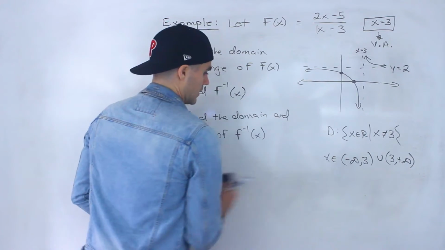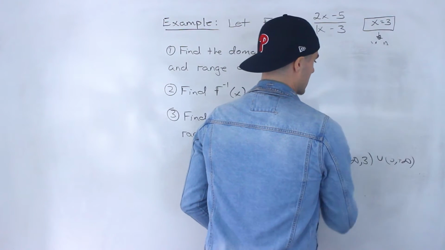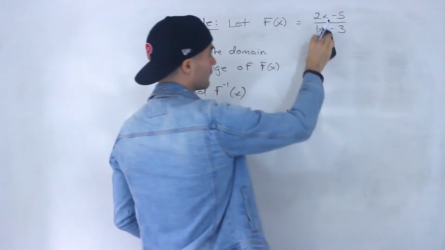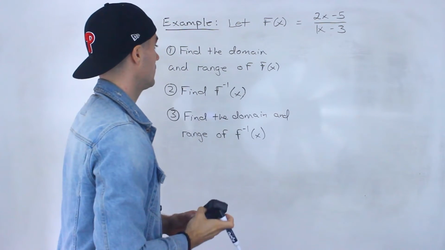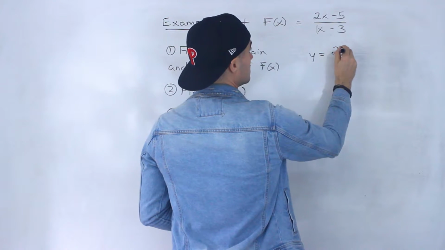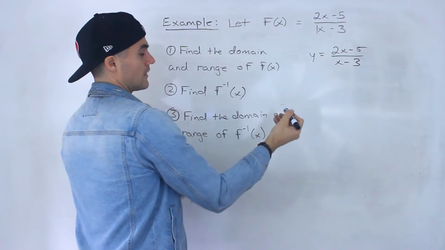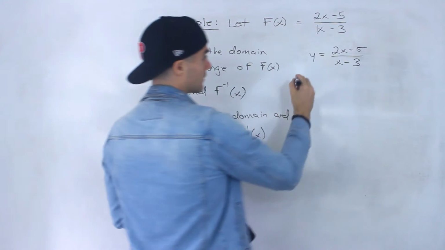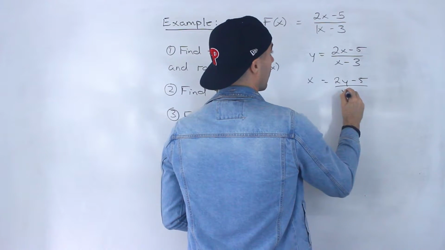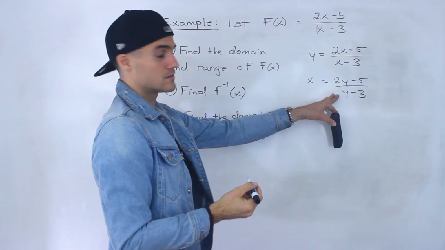Now, in number 2, what we got to do is find the inverse of this. And I've gone through examples like this where we got a variable in both the numerator and denominator, so there's an actual process to do this. I'm going to let this be y, and then you interchange the x and y values. So we would have x equals 2y minus 5 over y minus 3. And now you got to isolate for that y.